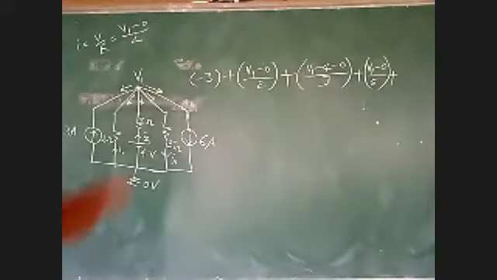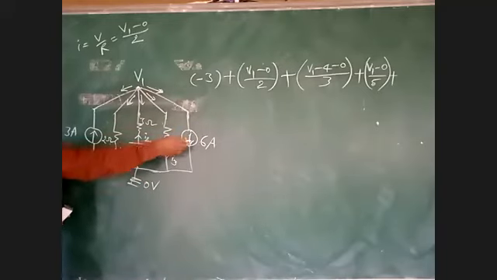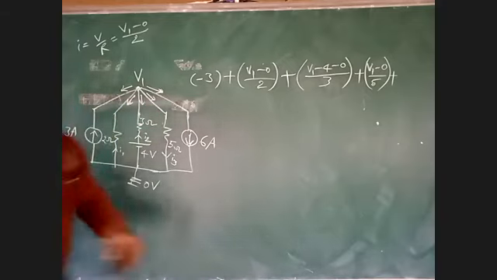See here, this current is leaving, this current is also leaving. Both are leaving from the node point. Both are leaving, we take plus. But here you see, this current is entering into the node. That's why I have taken minus. But this is plus 6.